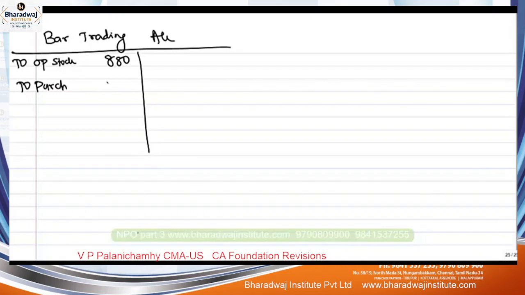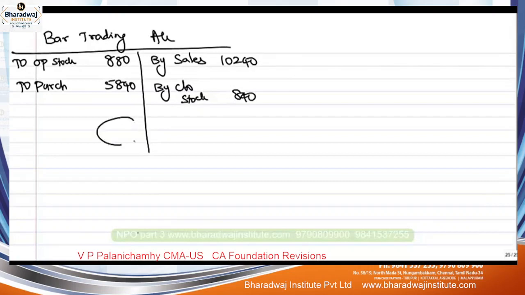Bar sales கொடுத்திருக்கோம், receipt side இருக்கு பாரு, 10,240. By bar sales. Then by closing stock 840. Tally பண்ணா profit வரும். That profit will be transferred to income and expenditure account. Just say profit, sufficient. 4360, transfer to which account? Income and expenditure account. That profit will be recorded in income and expenditure account.